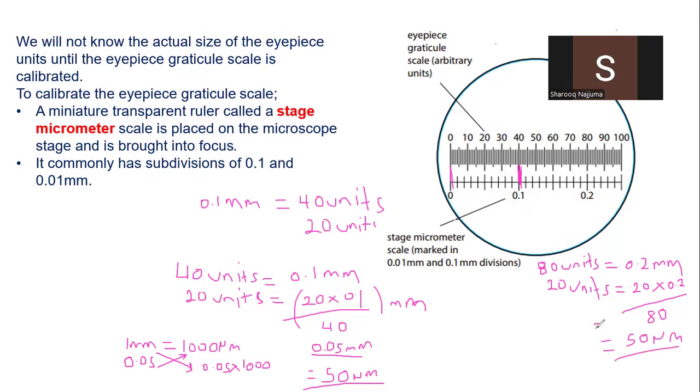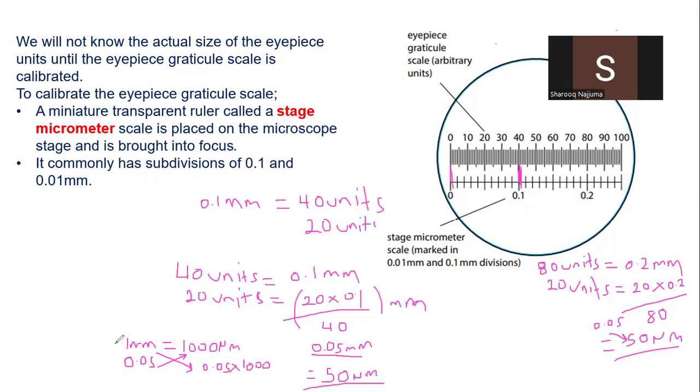Because the answer will be 0.05. And then you turn it to micrometers. It will still be 50 micrometers. Another person could decide that, when I look at the whole length of this stage micrometer, from this side to this side, that is 0.25. So you do the same math. 0.25 millimeters are equivalent to 100 units. So how about that? You still arrive at the same answer.